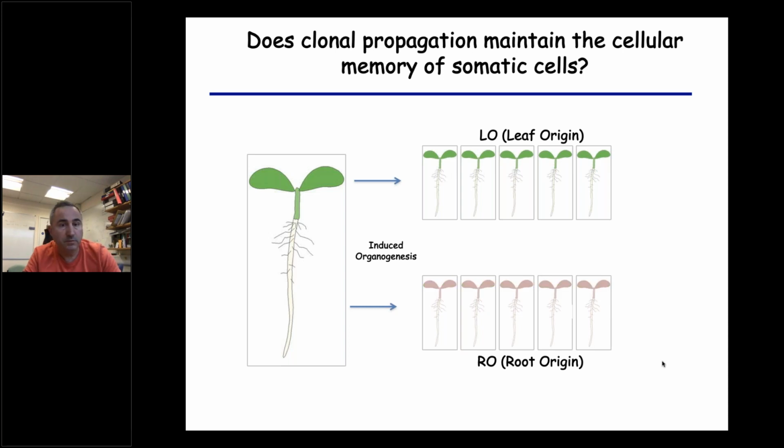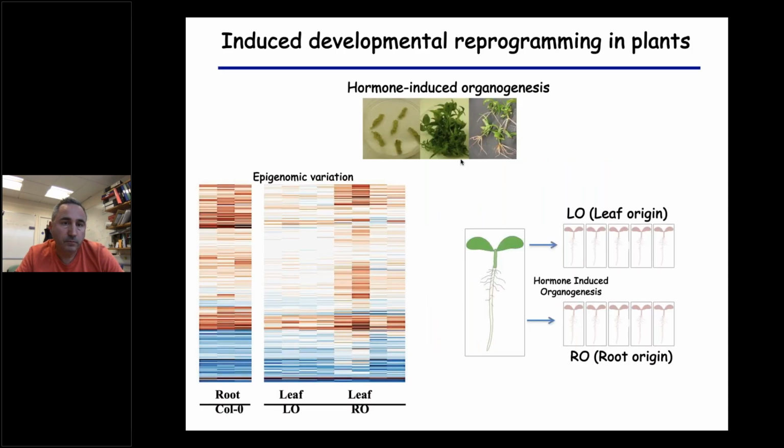And if that is the case, then the individuals that come from this induced organogenesis will be able to maintain some kind of cellular memory into the progeny. Possibly the cellular memory could be propagated asexually. This will be simple to explain, but maybe it could be propagated genetically as well through sexual programs. And we wanted to test this.